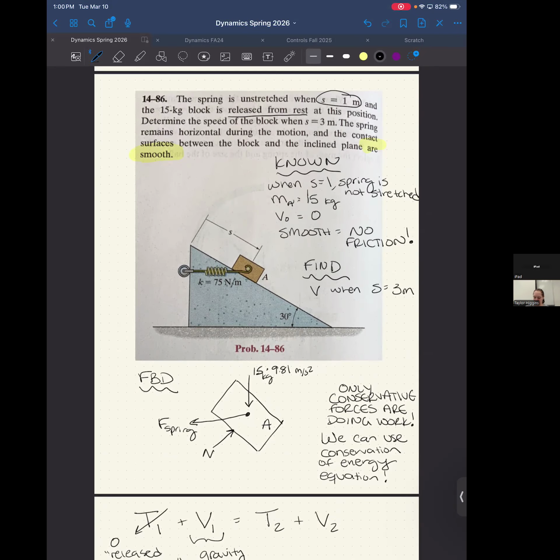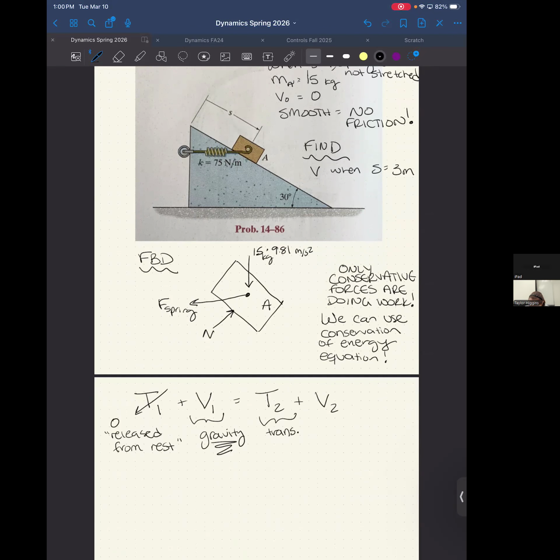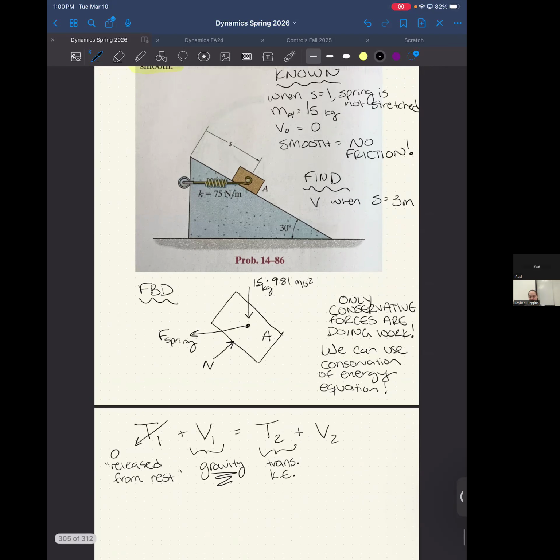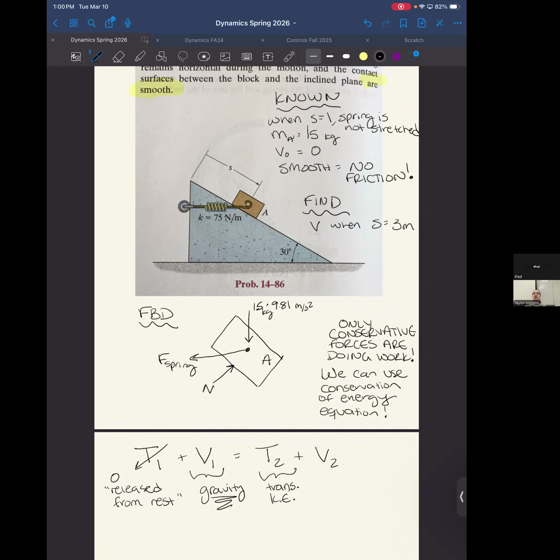So we'll have translational kinetic energy. And then will we have any potential energy at point 2? Just the spring. Why just the spring, Samuel? Do we know for a fact that it's going to go all the way to the ground?